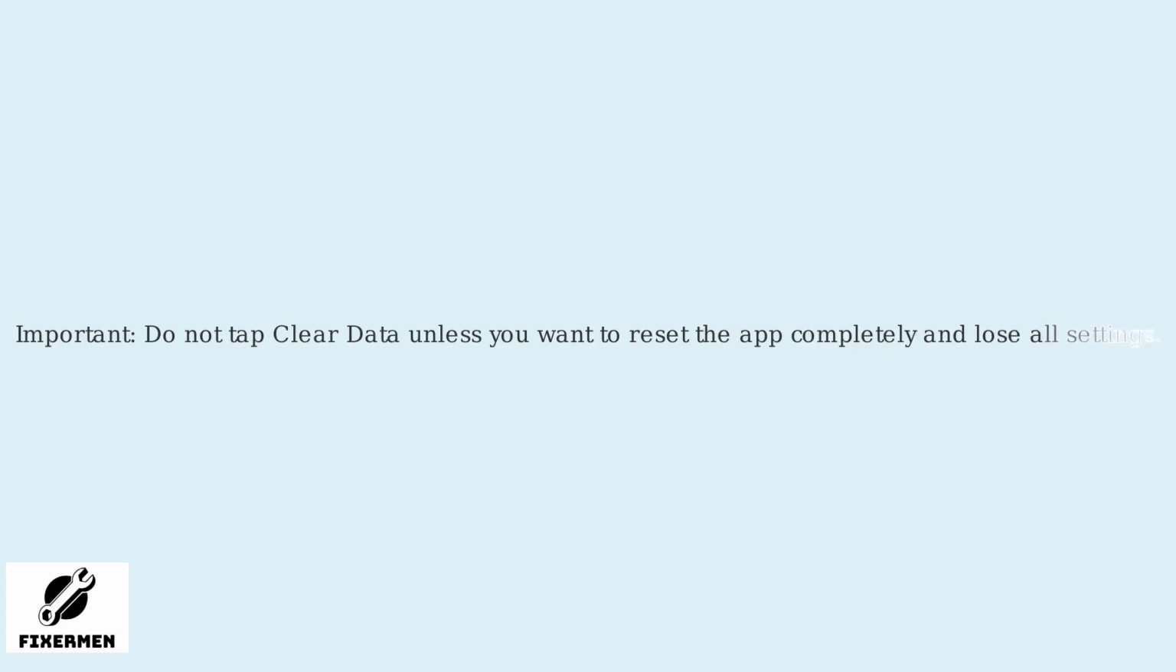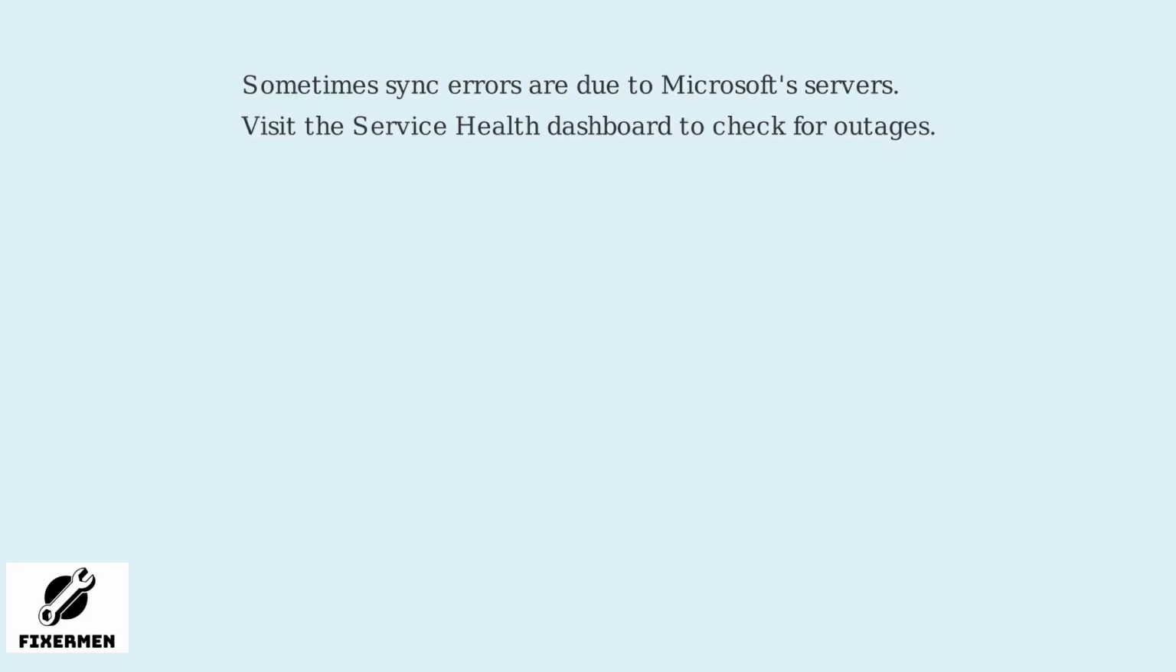Important note, do not tap Clear Data unless you want to reset the app completely and lose all settings. Clearing cache only removes temporary files. Sometimes, Outlook sync errors can be caused by issues on Microsoft's servers. If your connection is stable and app settings are correct, the problem might be server-side.